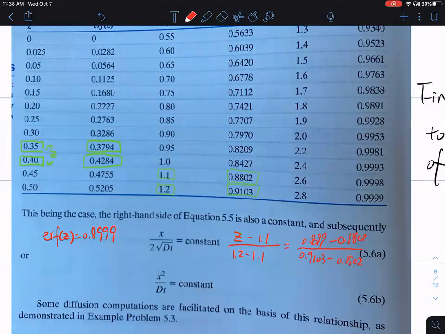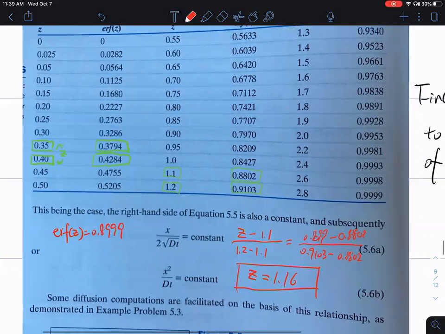Okay, now you have an equation. Z is your only unknown. If you use your calculator, you can find out Z, it's about 1.16. That's close enough. 1.16, which is a much better estimation of the value. Okay. All right, any questions on interpolation, and reading this table?